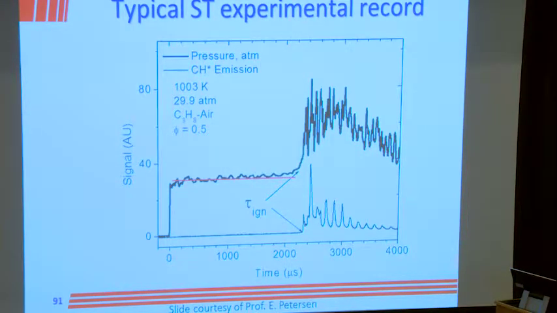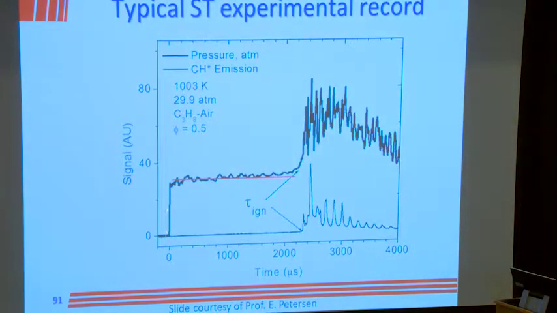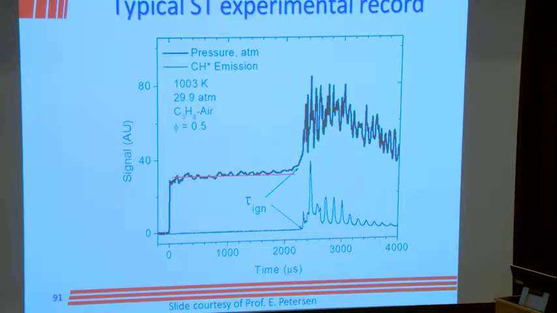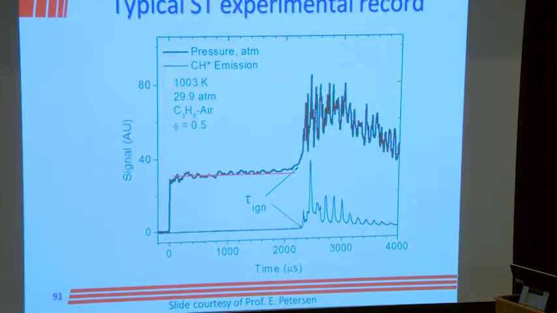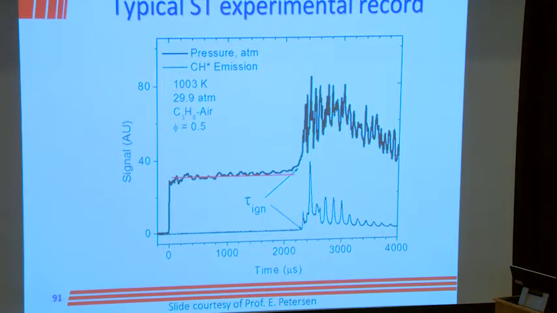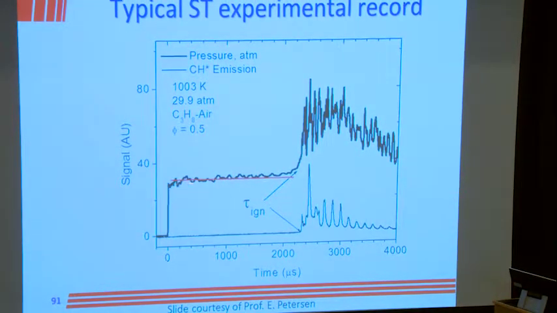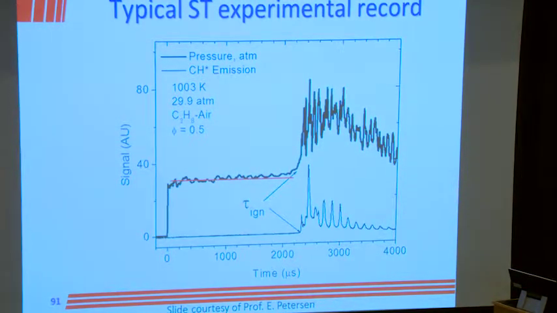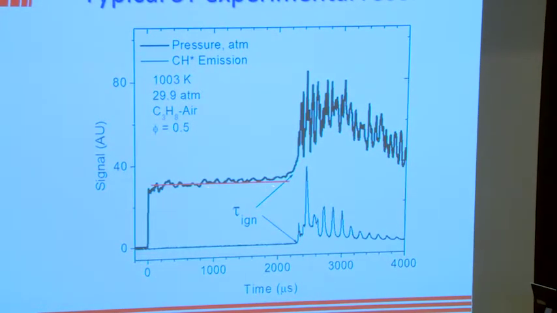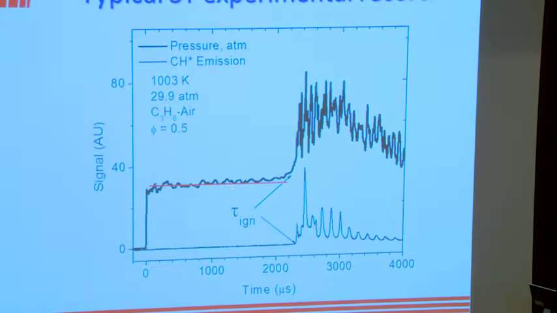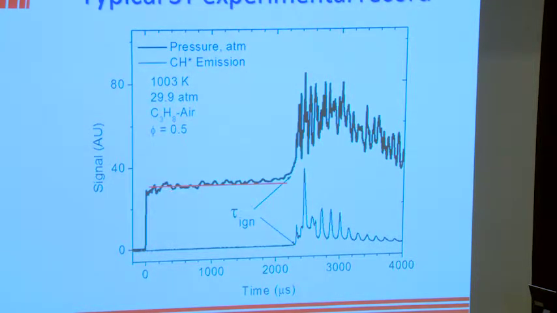And you can see here, here's the shock arrival at the end plate. Here's the rapid rise due to the reflection of the shock wave off the end plate. And here's the pressure time history behind the reflected shock wave at the end plate. I've just put in this horizontal red line, and you can see that the pressure is fairly constant as a function of time until we get ignition. And the pressure rise due to ignition coincides quite well with the light emission.